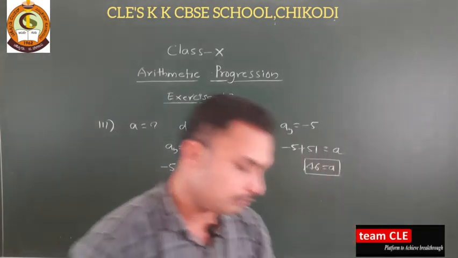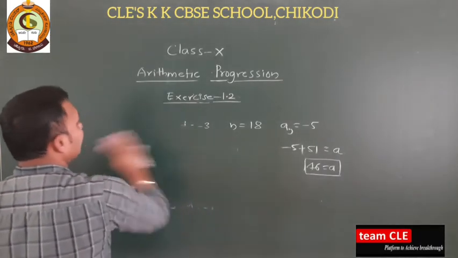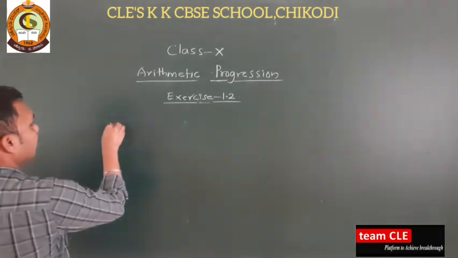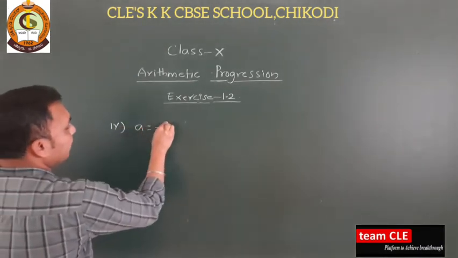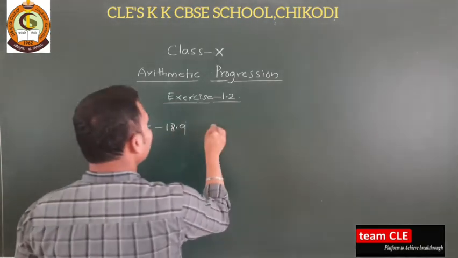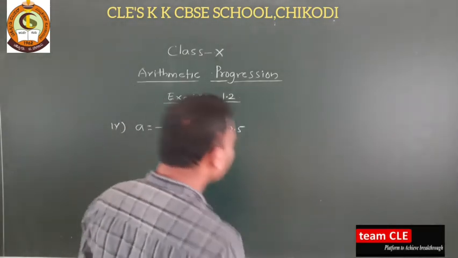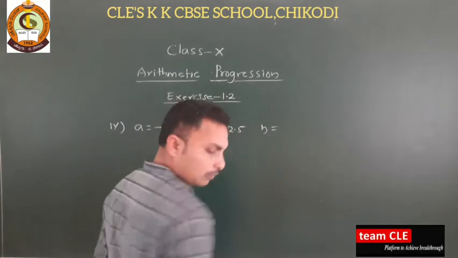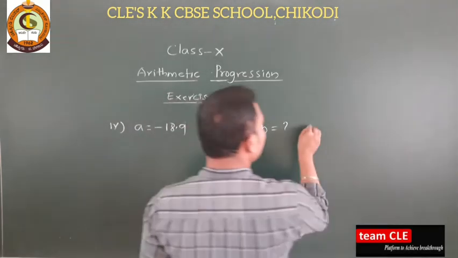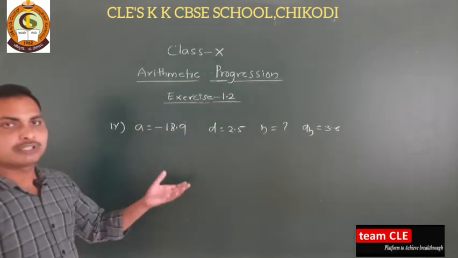We have the next question. So fourth one, let me write one more time. Now fourth one, a is equal to, they are given minus 18.9, then d is equal to 2.5, and n is equal to, we need to find n, and an is equal to, they are given 3.6. Now see everything we have here.